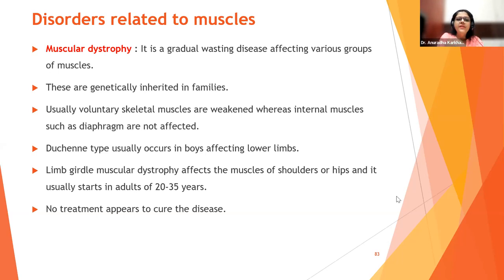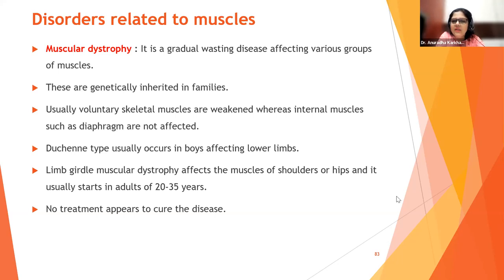Usually, the voluntary skeletal muscles are weakened, whereas internal muscles such as the diaphragm are not affected. That means involuntary muscles are not going to be affected. The problem is seen with the voluntary muscles. Duchenne type of muscular dystrophy usually occurs in boys, affecting the lower limbs.